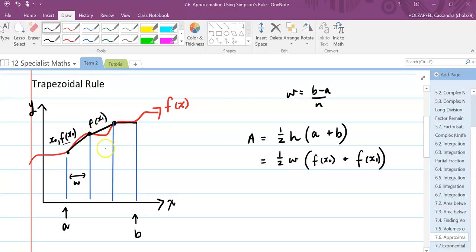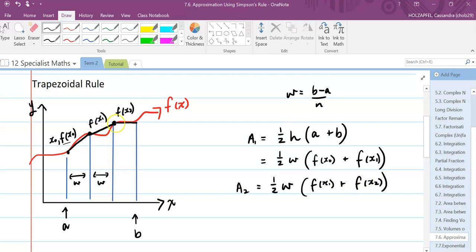So let's find the area of this second trapezoid now. This is my first one. My second trapezoid is going to be half of the height, which is again going to be equal to W, and that's going to be for f of x1 plus f of x2. So let's pop this in our formula, f of x1 plus f of x2.